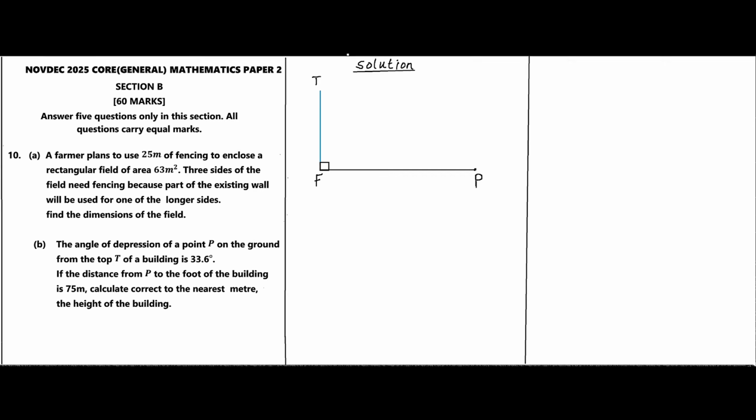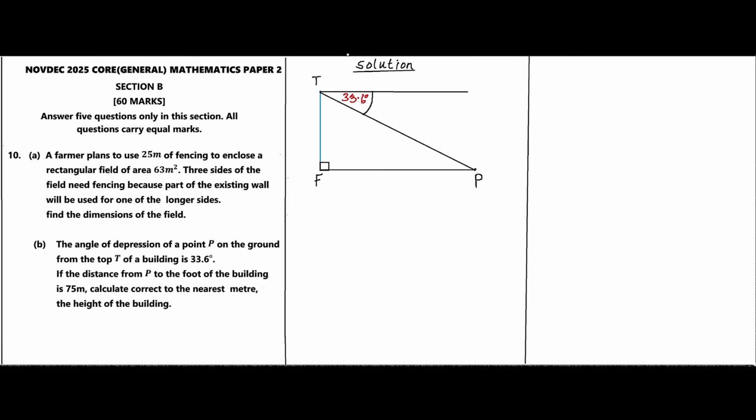So now let's measure the angle of depression. So there is the horizontal line of sight. We know that the angle below the horizontal line of sight is the angle of depression. So we want the angle of depression of the point P from the top of the building T. So the angle below the horizontal line of sight is the angle of depression. So the angle here, this angle is the angle of depression. We are told it measures 33.6 degrees.